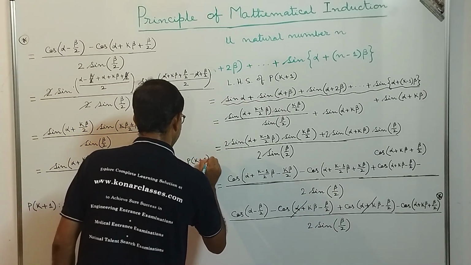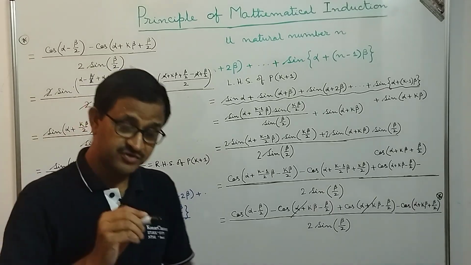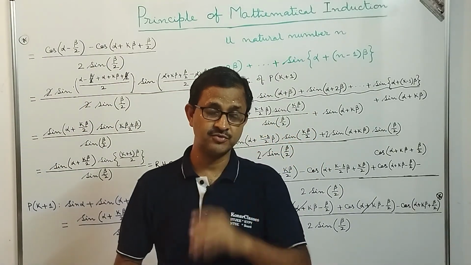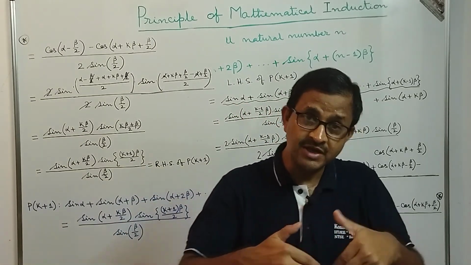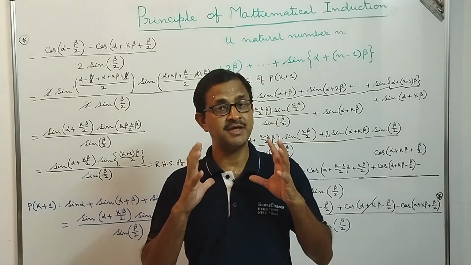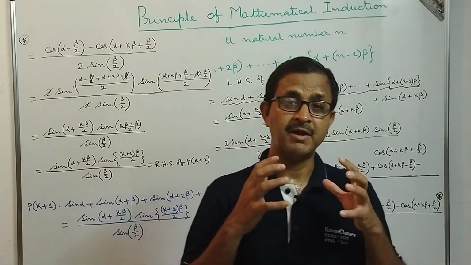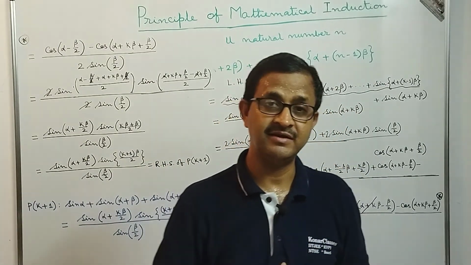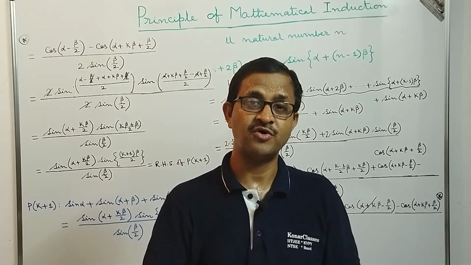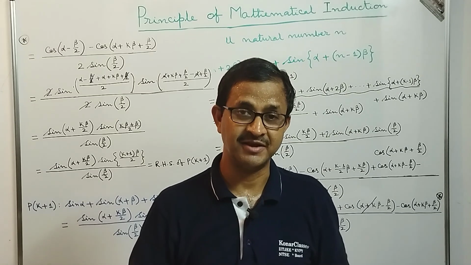So dear students, if you have been following from the very beginning, first we proved that P(1) is true, then we assumed that P(k) is true, and with that assumption we were able to prove that P(k+1) is true. Hence, by the principle of mathematical induction, we can say that the mathematical statement is true for all natural numbers n.